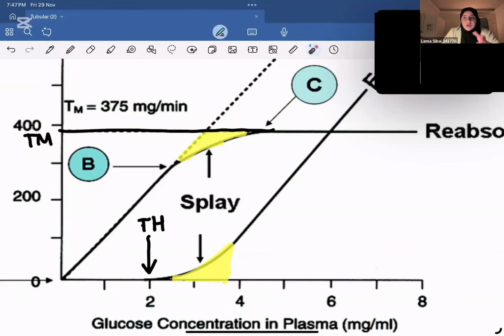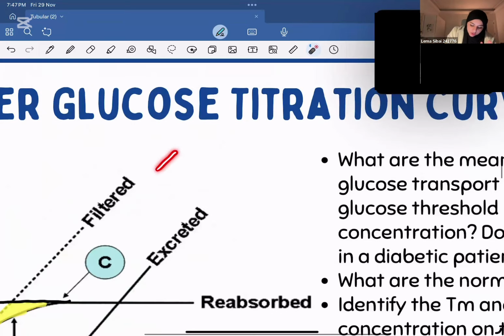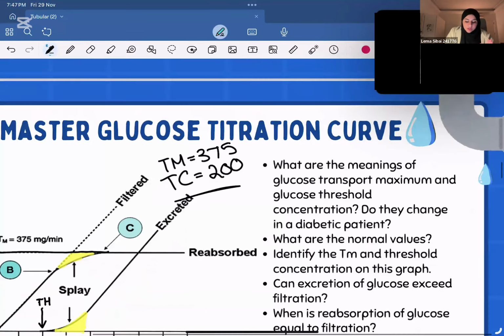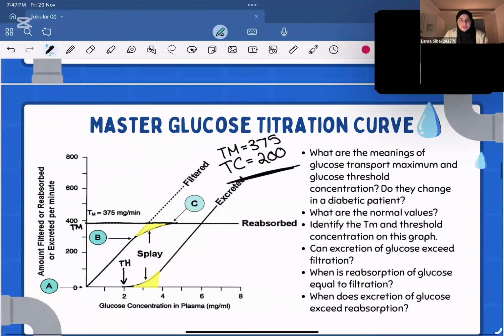So let me repeat this. Transport maximum is 375 and threshold concentration is 200, because threshold concentration means that you need 200 milligrams per milliliter of plasma glucose filtered through the glomerulus for it to be shown in the urine. Does that make sense? This is really important. I'm going to write this over here. Tm equals 375, and T, which is threshold concentration, is equal to 200. This is really important, just so you guys see this on screen.